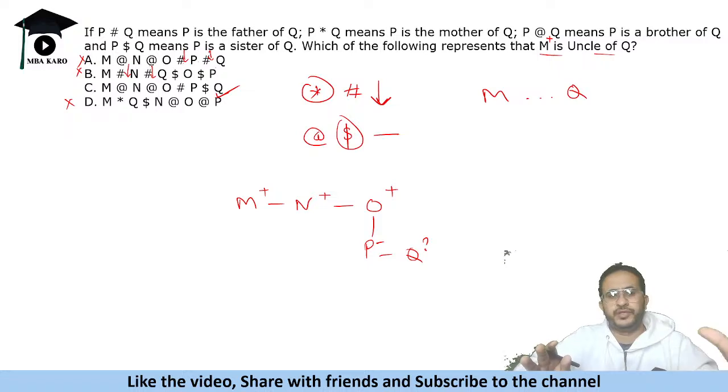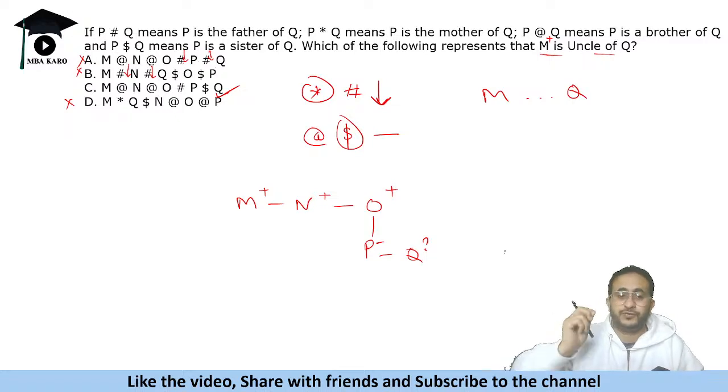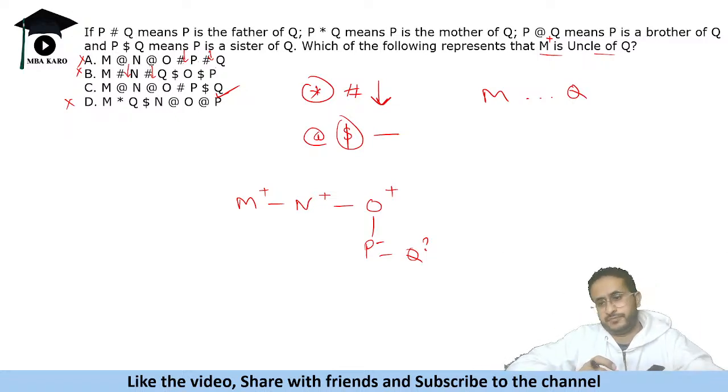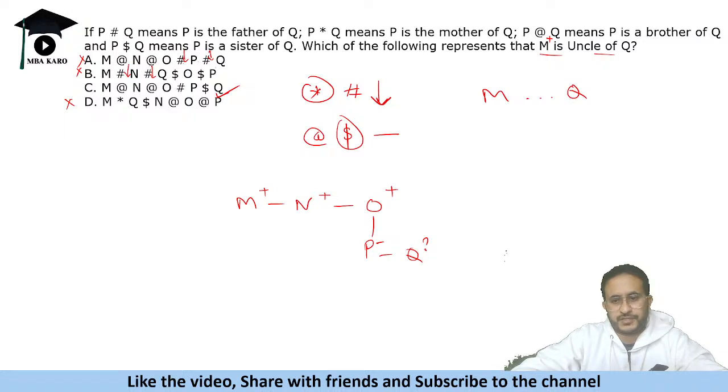Which will be true in most of these coded blood relations. People go option by option. Maybe it is the fourth option. So you draw three family trees and then you realize that you have spent a lot of time. Instead, you think logically, okay, and you will be able to solve fast.